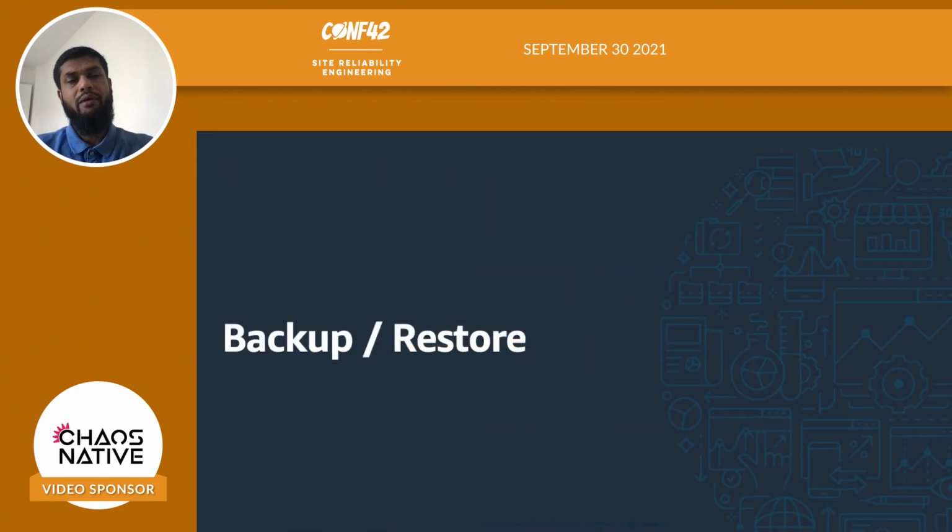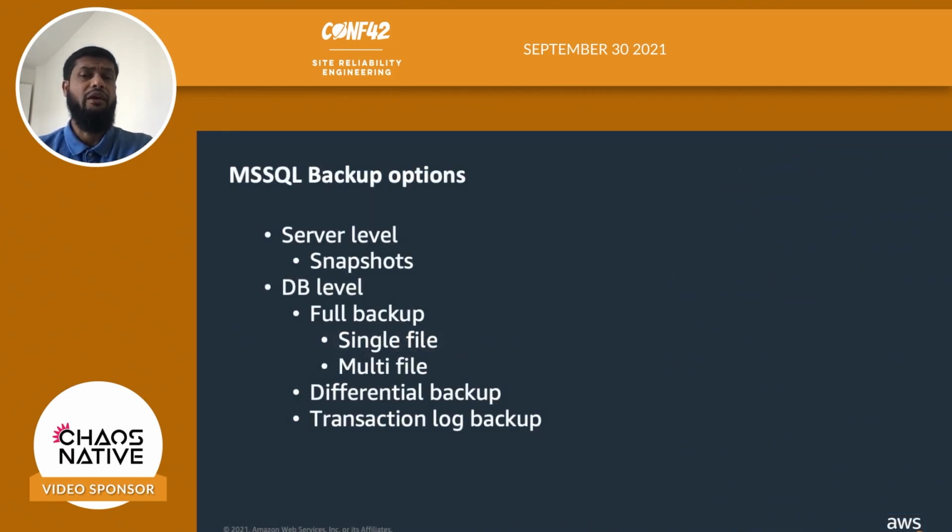Now let's talk about backup and restore as a simple HADR option. Generally speaking, there are two major types of backups. Those are backing up the entire SQL instance, or backing up the individual databases. Server-level backups are usually hardware assisted. Using special storage technologies, you can snapshot the underlying storage where a SQL Server instance stores its files. Using these snapshots, you can restore a database instance to the point in time when the snapshot was taken.